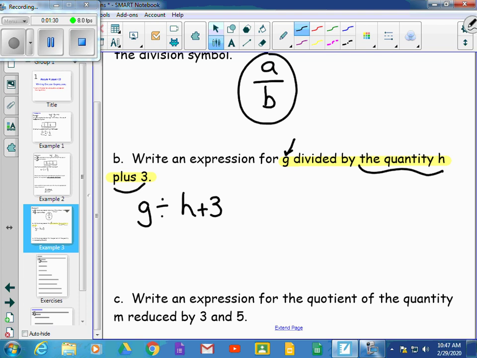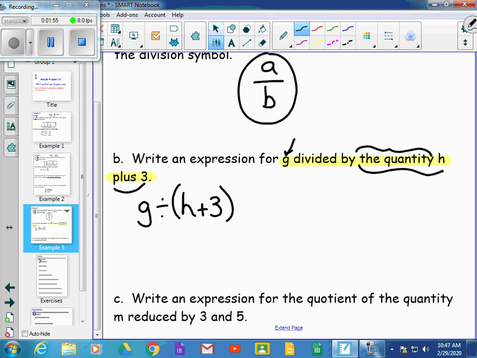Now I want to keep the H plus 3 together. That's what the words the quantity tell us. Keep that together. But if I look at the way I have that written, order of operations would tell me to divide the G by the H first and then add 3. Well, I want to add 3 first. So therefore I need to put parentheses around the H plus 3.